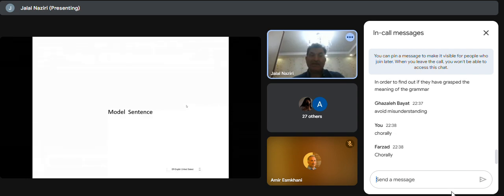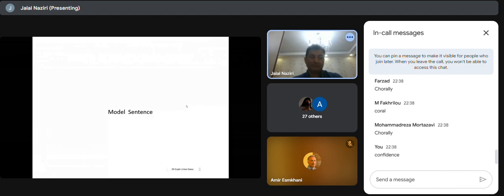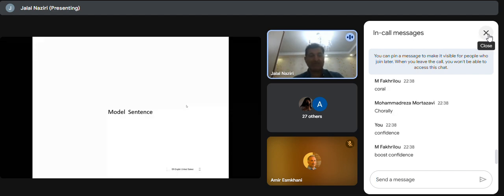Repetition. Why does chorally come first? Yeah, confidence. People can shout out loud among others, and then individually.